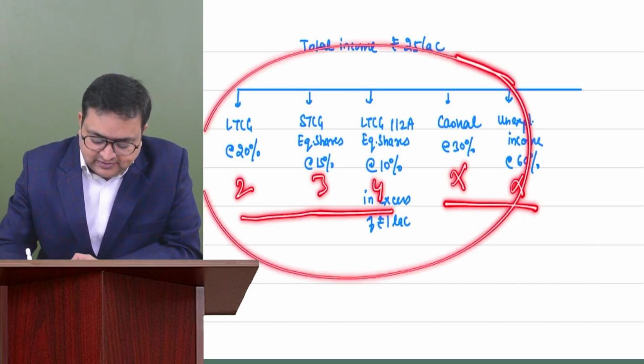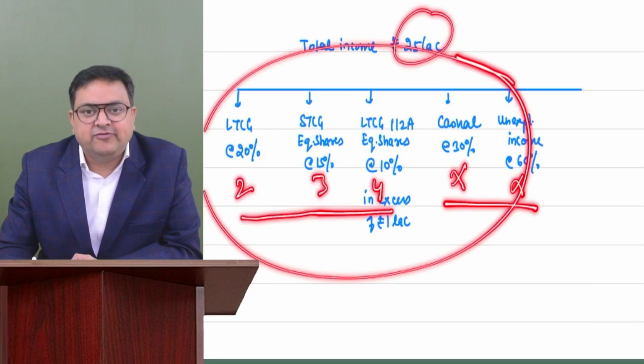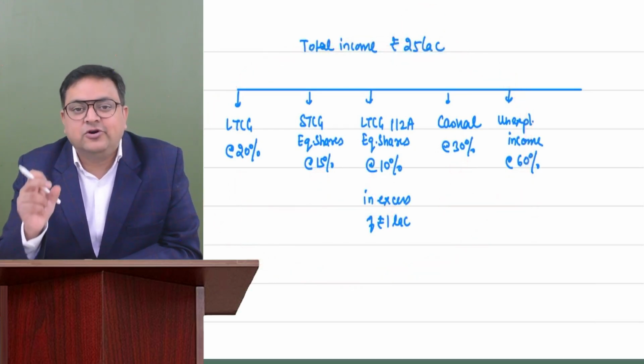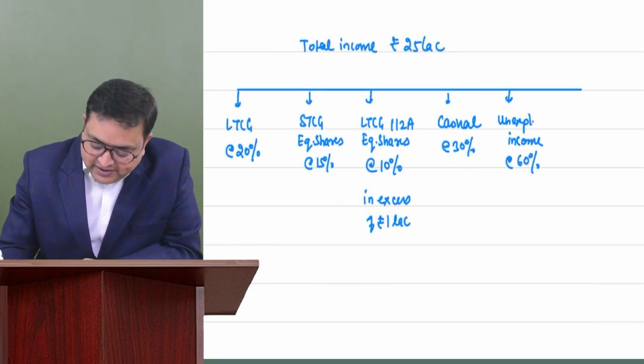Then subtract all of these from 25 lakh. You will get the balancing figure. That is called normal income. You can say balance income, remaining income, or normal income. On normal income, you have to apply slab rates. Correct? Here you have to apply slab rates.